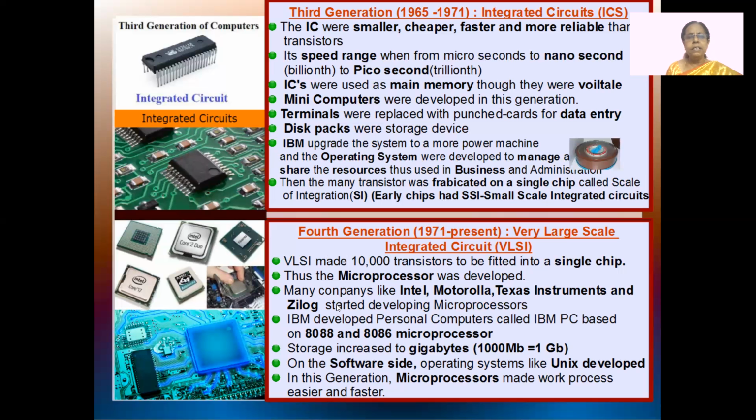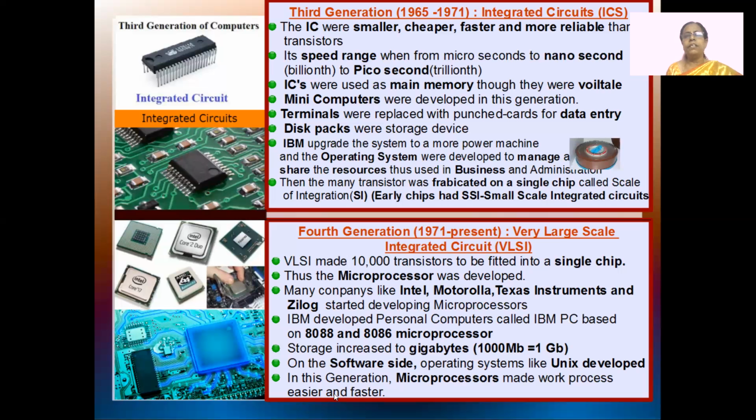And many companies started developing the microprocessors. What are the companies that develop microprocessors? Intel, Motorola, Texas Instruments, and Zilog. They started developing microprocessors. IBM at that time started developing the personal computers, and they called it the IBM PC. And what type of microprocessors did they use? They used the 8088 and the 8086 microprocessors.